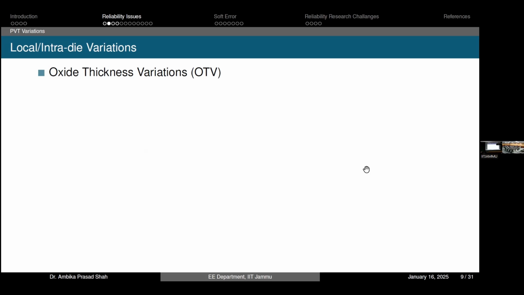Now consider the new technology where the expected oxide thickness is 2 nanometer, and again the range of variation is 0.5 nanometer. Now my thickness will be 1.5 to 2.5, and if you see the percentage, it is more than 25%. So even though the amount of variation remains the same, because the oxide thickness is reduced, the impact of that variation is more at the lower technology. This is what we call oxide thickness variation.